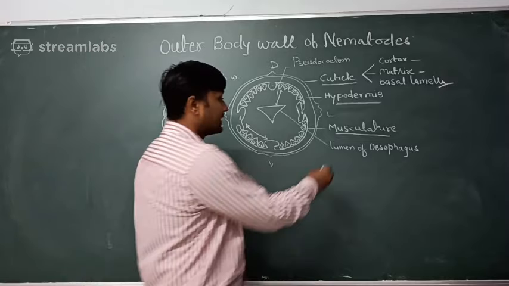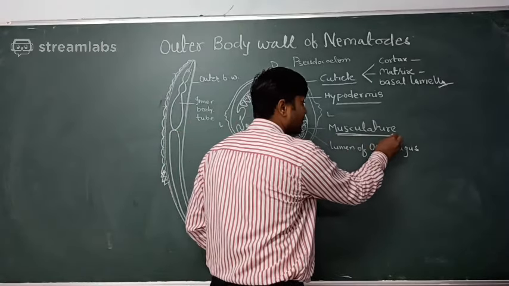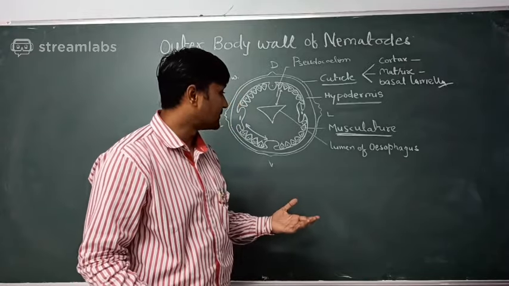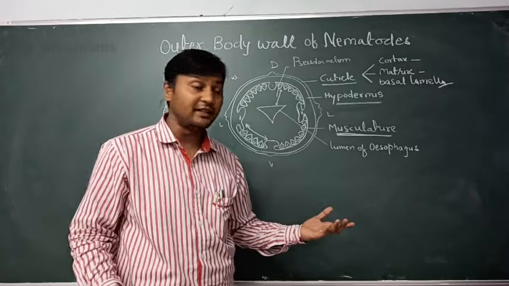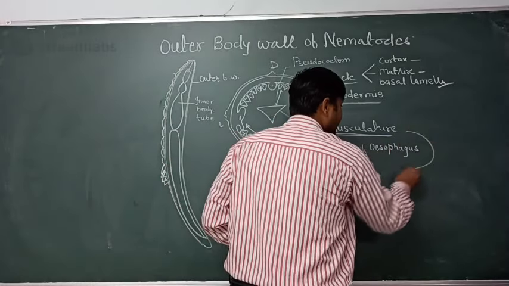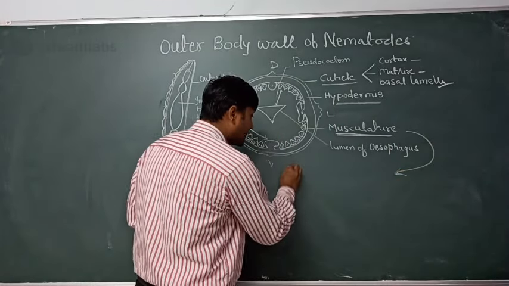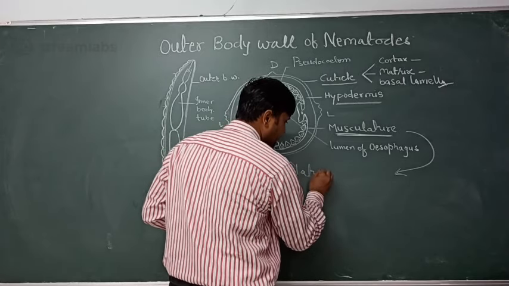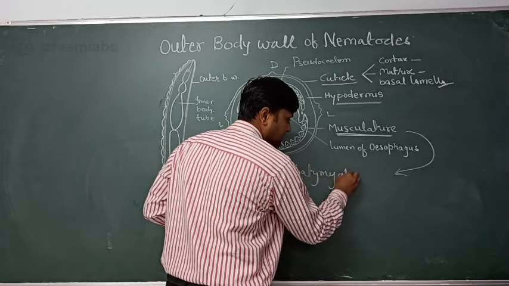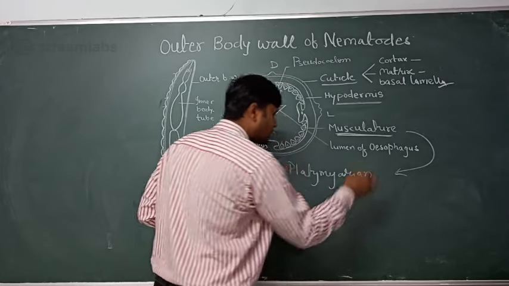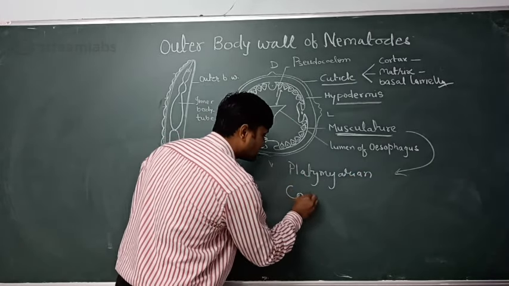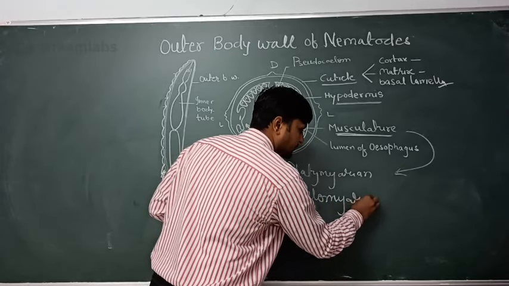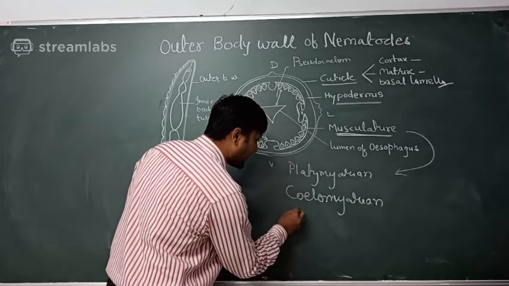The third most important layer is called musculature, and musculature means the muscle cells. And in nematodes, three types of muscle cells are arranged, that is platymyarian, coelomyarian, and sarcomyarian.